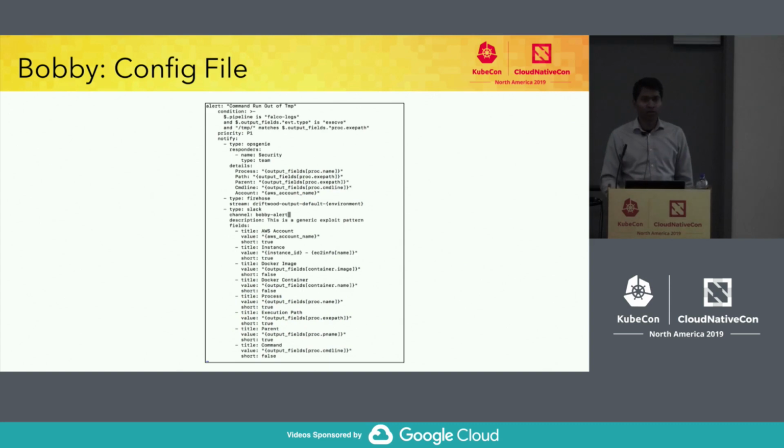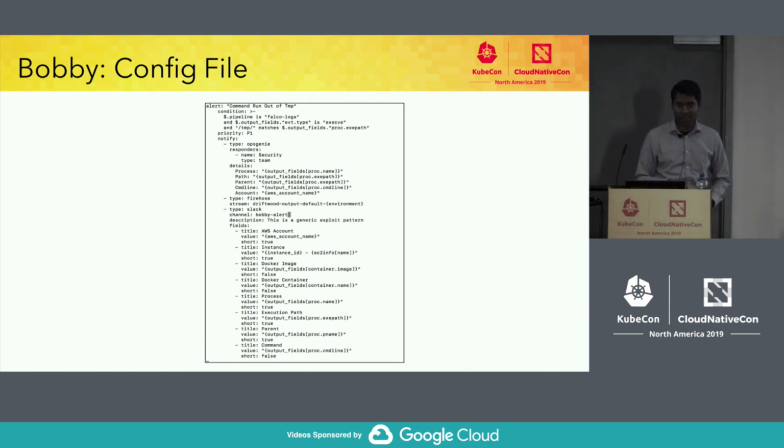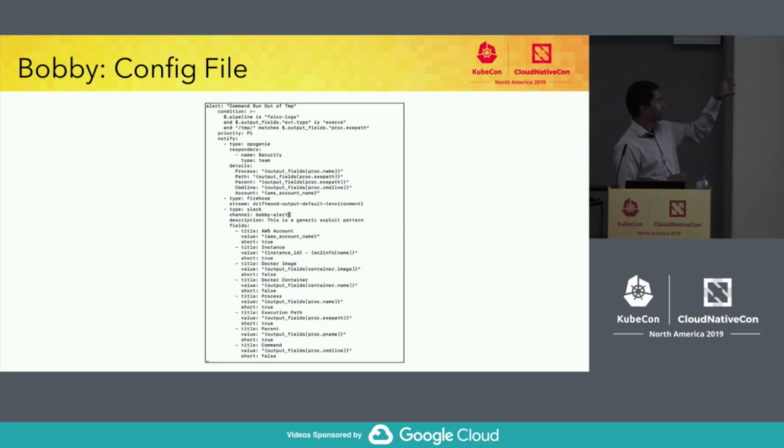So this is how the config file looks. It's based on object path language. Let's say the alert is called command ran out of temp. If that is the alert, then we have some conditions, like the system call needs to be execve, which is the event type, and we need to know some execution path. Then notify tells you what the notification channels are, like Opsgenie or the Bobby alert channel on Slack. And all those bottom fields tell you the different combinations of whitelisting we support for this alert.